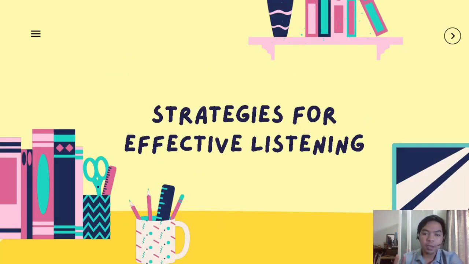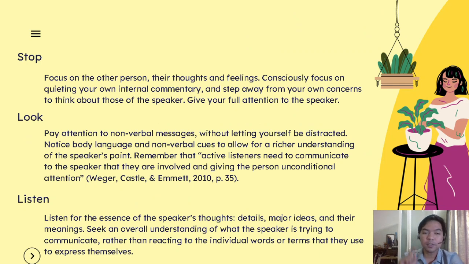Okay, so those are again the barriers to effective listening. So now we can discuss the strategies for effective listening. And again, we can use these strategies to combat the barriers to effective listening. Now, the first one is to here stop, look, and listen. So stop, focus on the other person, their thoughts and feelings. So basically, what they're trying to say is once you are talking to someone and you want to pay attention to that person, stop what you are doing.